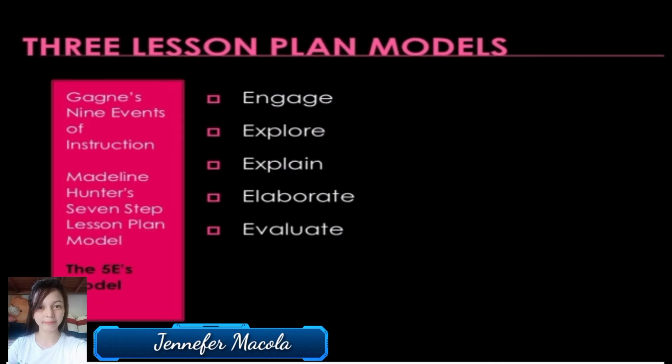Three lesson plan models under the 5E model. The 5E model focuses on allowing students to understand a concept over time through a series of established steps or phases. These phases include engage, explore, explain, elaborate, and evaluate.